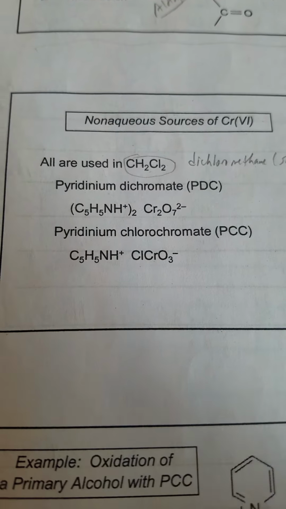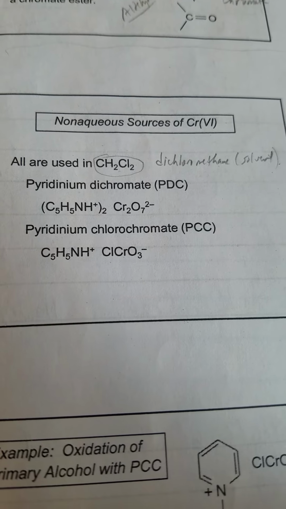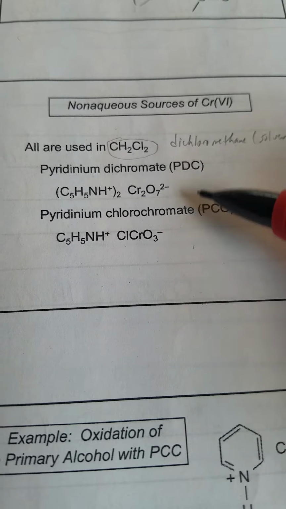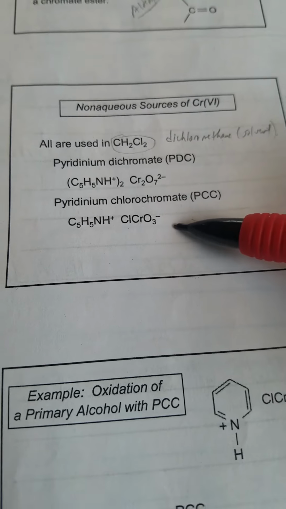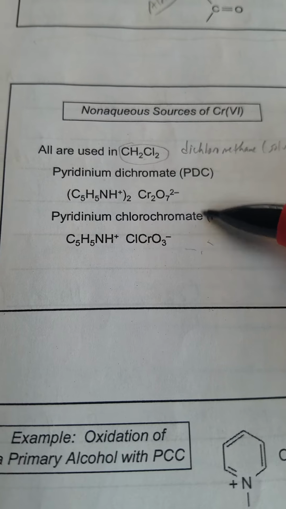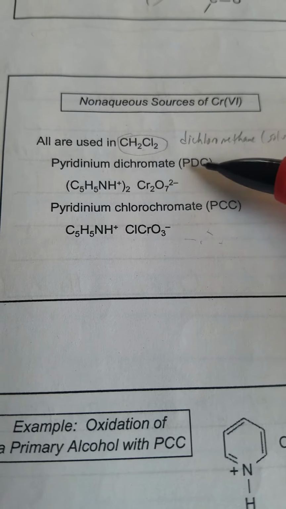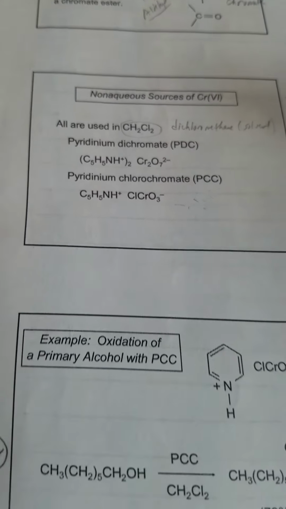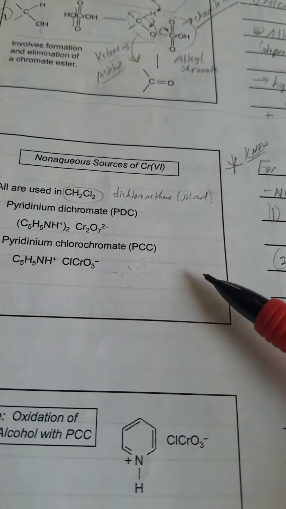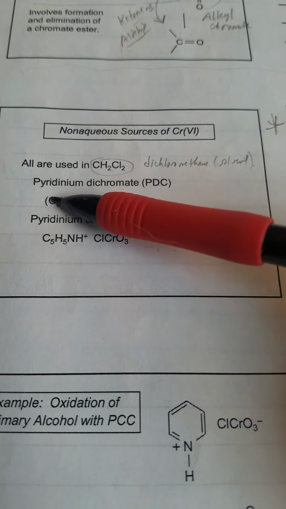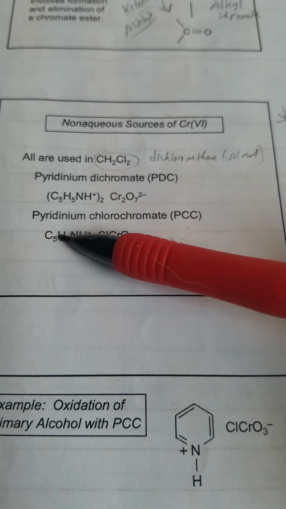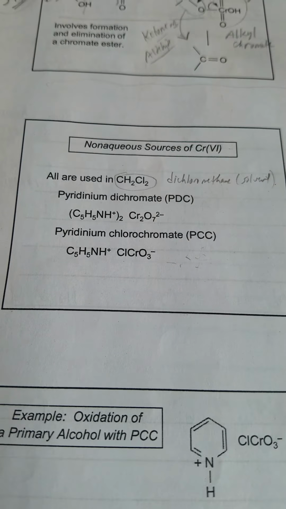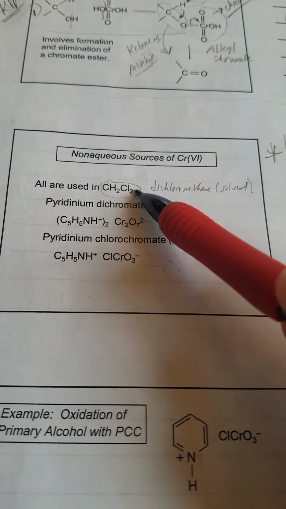In all of these, you're going to use dichloromethane as a solvent. Now these two are going to be weaker oxidizing agents. So they are going to allow you, if you have a primary alcohol, to stop the reaction at the aldehyde state. If you use these with a secondary alcohol, you're going to make a ketone just like you would have using a stronger oxidizing agent. PDC stands for pyridinium dichromate, and PCC is pyridinium chlorochromate. So you can just use these abbreviations to make it easier. But then you're also going to use this as our solvent on the reaction.